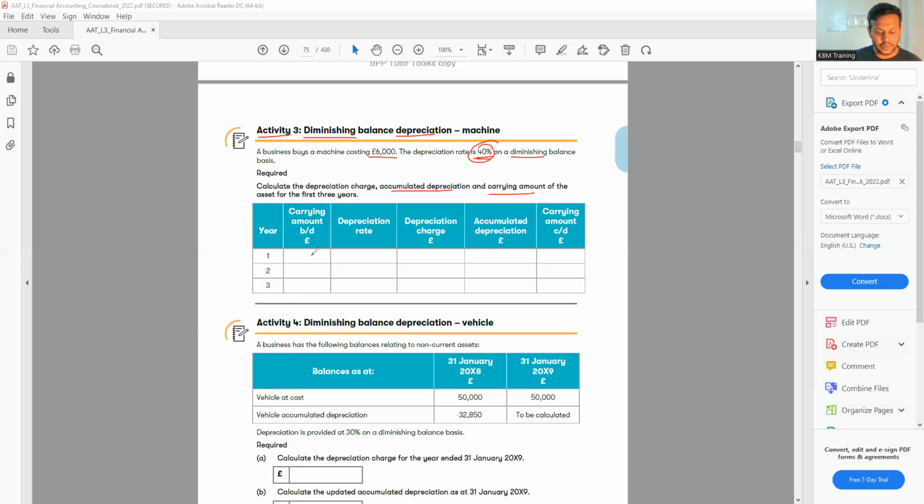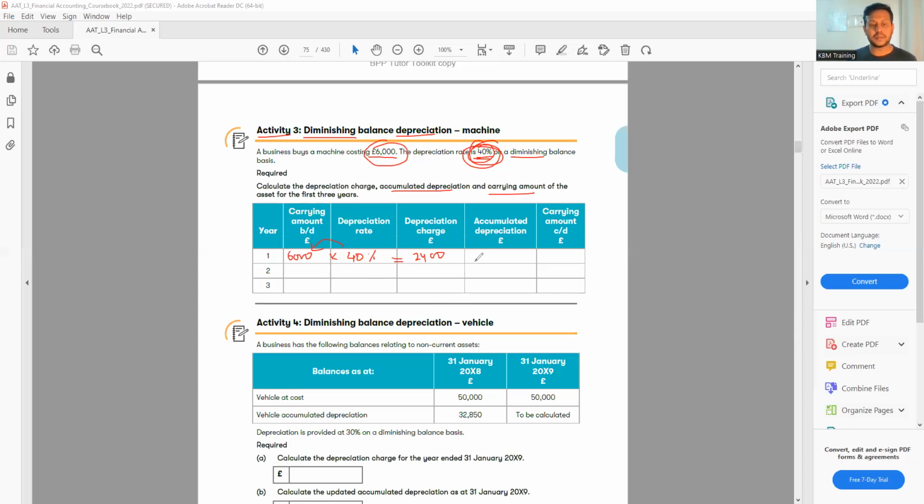First, we start with the cost. Year 1, the cost is 6,000. You start with the cost. Depreciation rate, the question said the depreciation rate is 40%. Depreciation charge: 6,000 times 40%, how much is it? That will be 2,400. So 6,000 multiplied by 40% gives us 2,400.